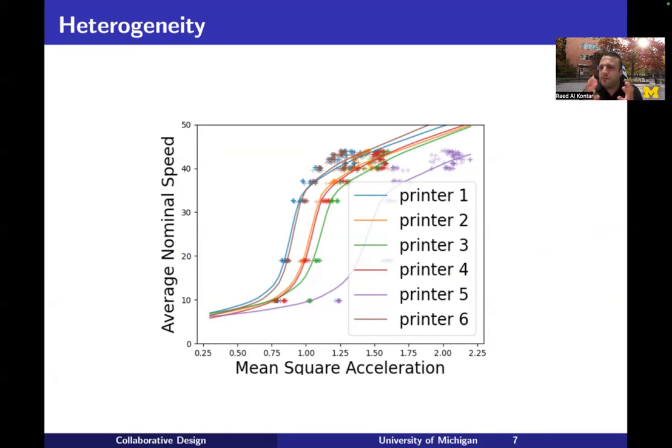But still they have commonalities. Their optimal solutions are not very far away from each other, but just their positioning is causing these differences. This is an example of how the acceleration versus speed will differ across these printers just based on location.